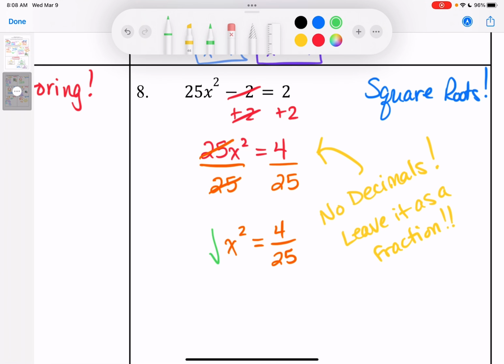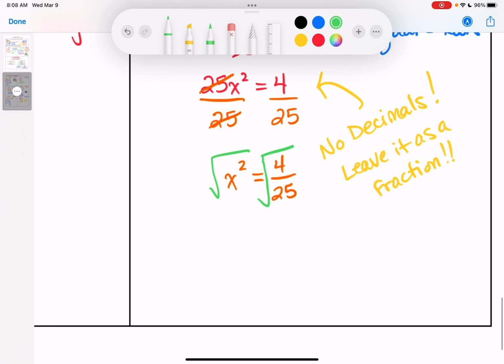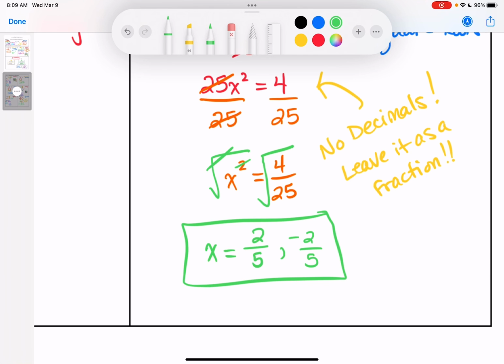X squared is by itself, so I'm going to square root both sides, right? Now, we did a whole unit on square roots, right? And we did a whole unit with square roots with fractions, so it's okay. So remember, the square root of 4 over 25 is the same thing as the square root of 4 over the square root of 25, right? What is the square root of 4? The square root of 4 is 2. What is the square root of 25? Square root of 25 is 5. You got it. The only thing is, don't forget your plus or minus, right? So the square root of 4 over 25 is positive 2/5 and negative 2/5. A plus and a minus. But you can have a fraction even with a square root.